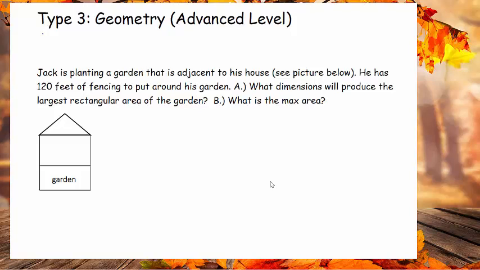Today we're going to tackle some more difficult geometry-based problems. They're going to tie in perimeter to area, and we're going to learn how to use that information to generate a maximum. So it looks like we have someone who's planning a garden.